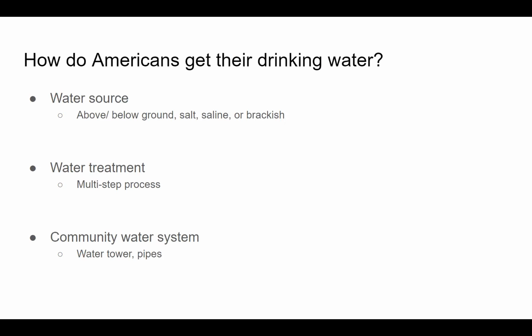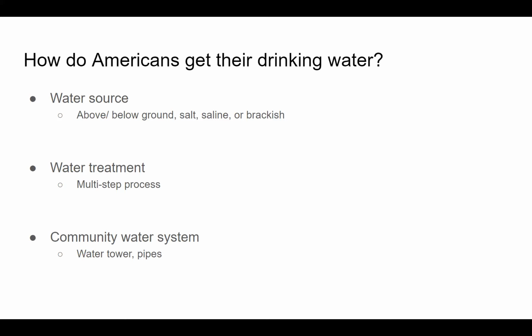So, how do we get our drinking water? There's a number of sources where water could be coming from. Could be above or below the ground, salt, saline, or brackish. There's all sorts of places. There's things like aquifers that are underneath the ground. Could be a well, but that's not part of a community water system.